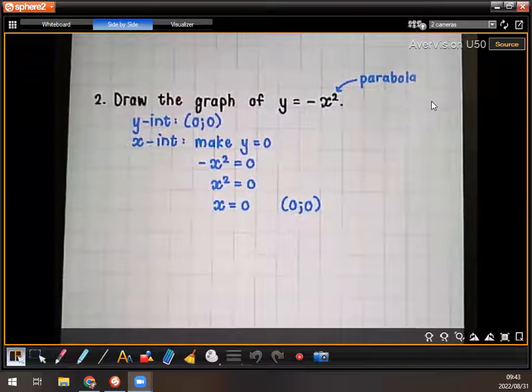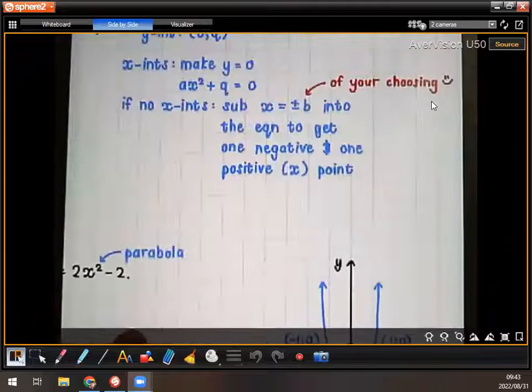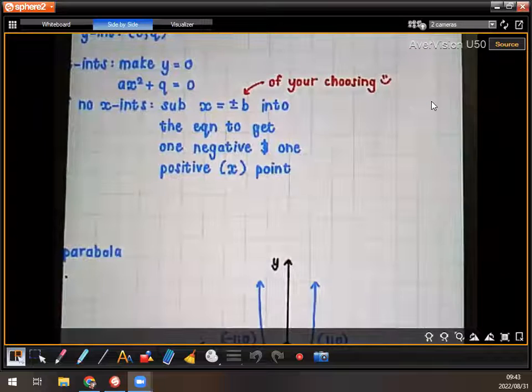But guys, this is similar to when I wrote that if there are no x-intercepts. Okay, there is an x-intercept, but it's the same as the y-intercept. We always need 3 points in order to draw a parabola. So now we're going to do what I wrote down here. We are going to choose a negative x value and a positive x value, sub those into the graph, and those are going to be the other 2 points.